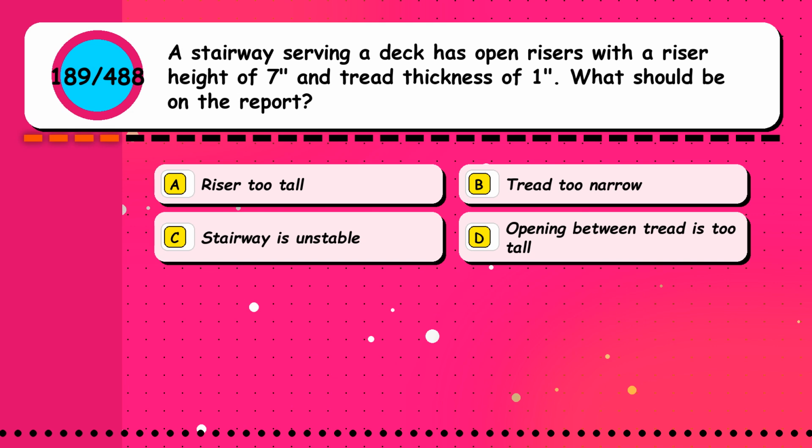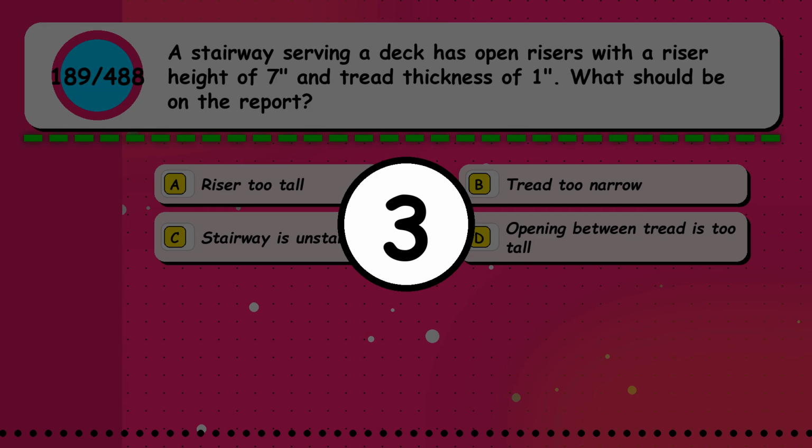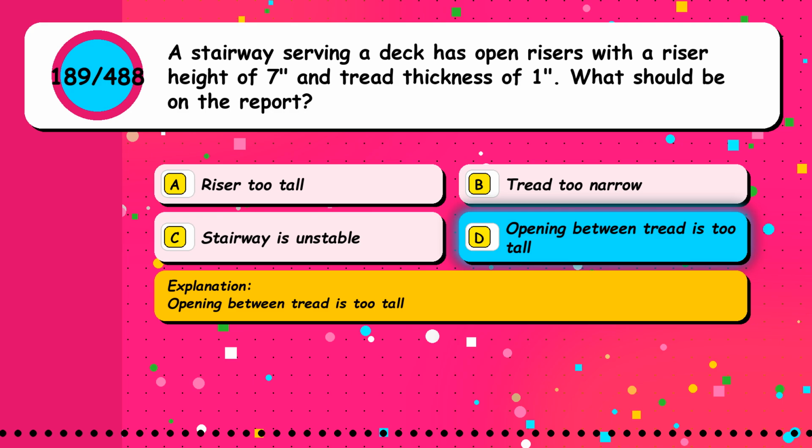Question 189. A stairway serving a deck has open risers with a riser height of 7-inch and tread thickness of 1. What should be on the report? Option A, riser too tall. Option B, tread too narrow. Option C, stairway is unstable. Option D, opening between tread is too tall. The correct answer is option D, opening between tread is too tall.